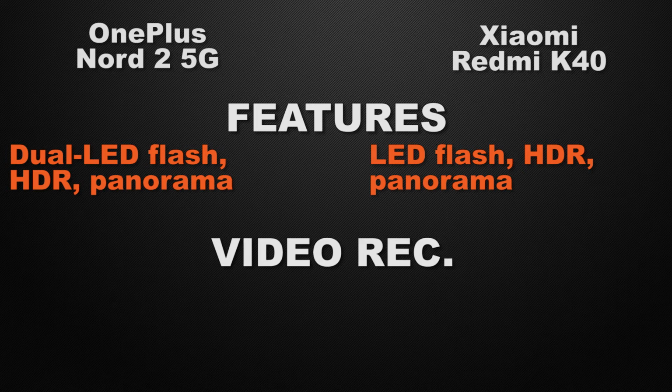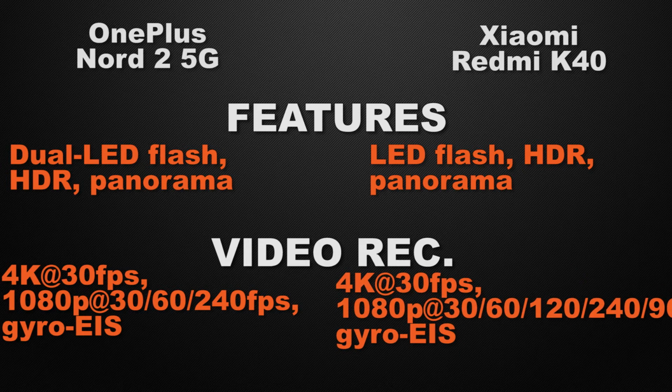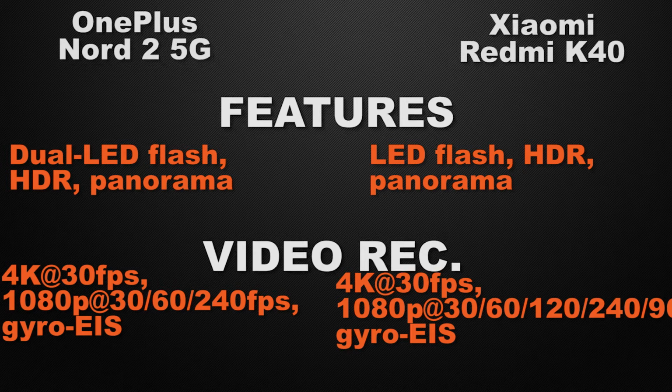And about the video recording options in the devices, Nord 2 can shoot 4K video max at 30 fps, Full HD video max at 240 fps with gyro electronic image stabilization. Whereas K40 can record 4K video max at 30 fps, Full HD video max at 240 fps with gyro electronic image stabilization. So the winner here is K40 because it can record slow motion video max at 960 fps.